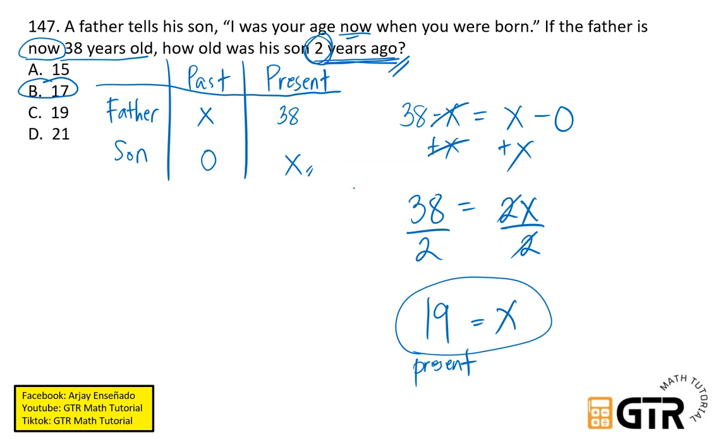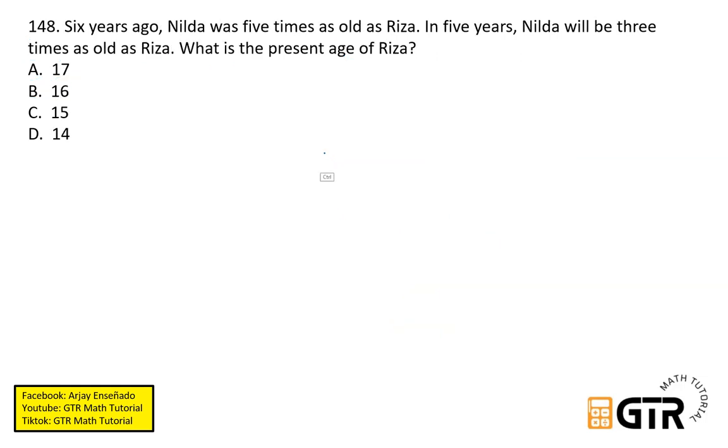Okay, so next number, number 47 or 48. 6 years ago, yan, so may pass tayo sa table natin. Nilda was 5 times as old as Riza. In 5 years, so may ago na tayo, tapos meron pang in 5 years. So ito naman future. Nilda will be 3 times as old as Riza. What is the present age of Riza?